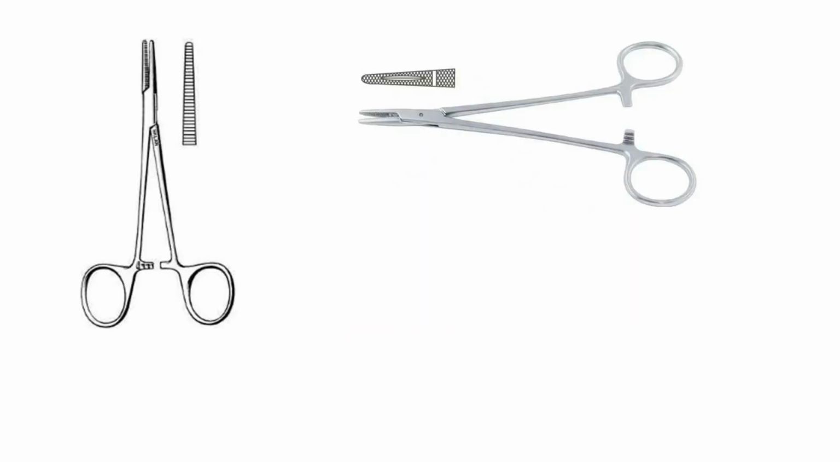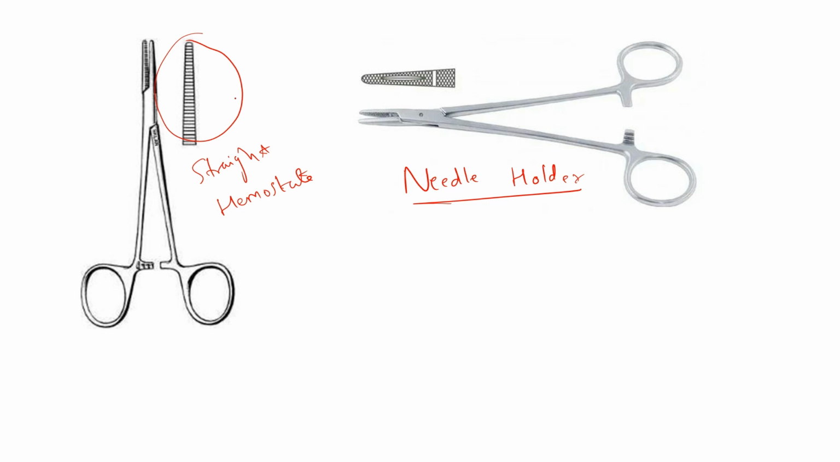Now, let's say for example, you finished everything. Now you want to close the wound. So you know that basically you will use an instrument called a needle holder. And how will you differentiate between your needle holder and a straight hemostat, which is also called straight artery forceps? Here you have transverse serrations, whereas in the needle holder you have crisscross serrations, and also you have something called a groove. So you have a groove here. This is to hold the needle.